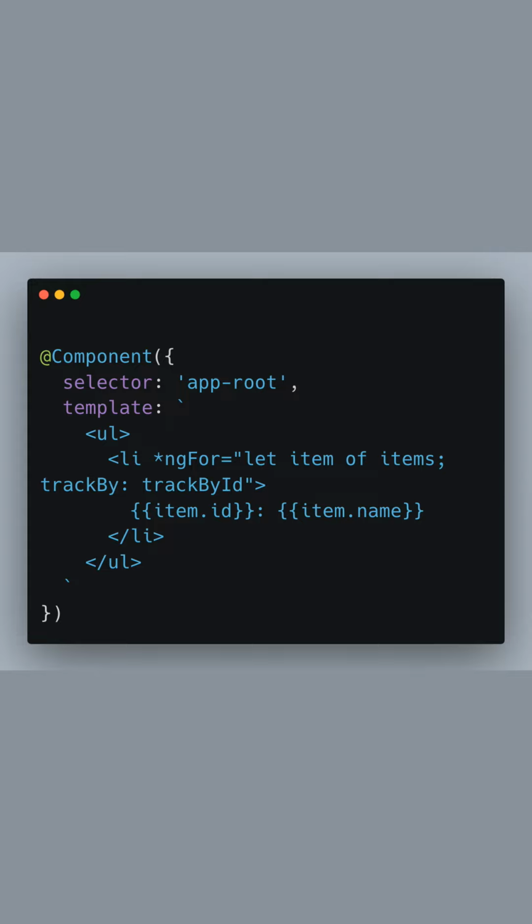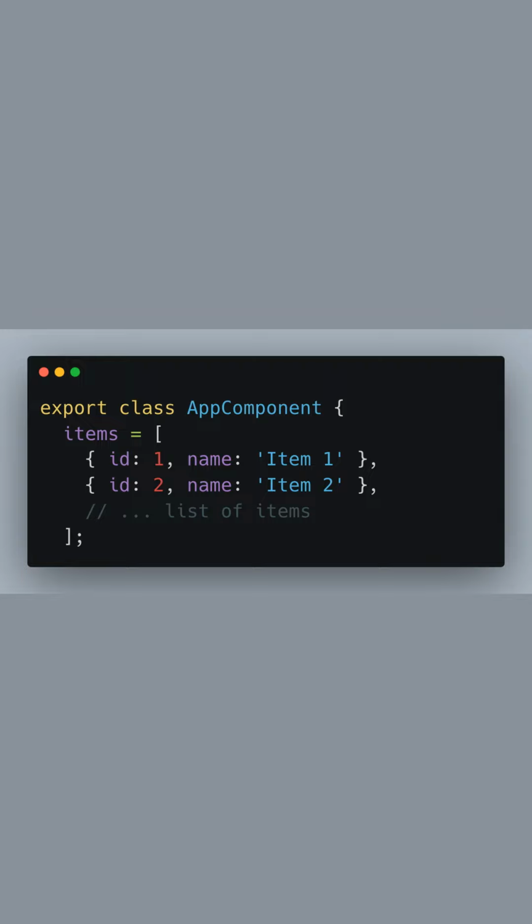Here we have an unordered list where we use the ngFor directive to iterate over an array of items. Notice the trackBy option within ngFor. This is where we'll tie in the trackBy function. Our app component class exports an items array, which contains a list of objects with an id and name property. This array represents dynamic data that might change over time, for example, fetched from an API.